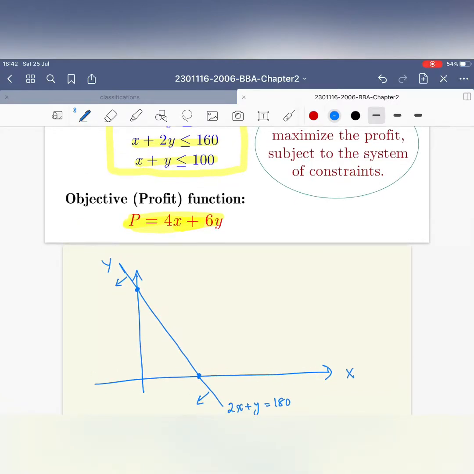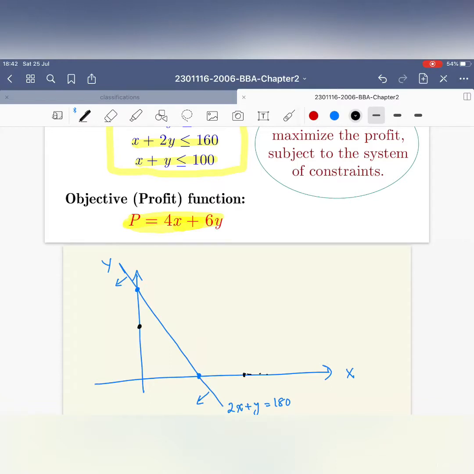The other line is this one. If x is 0, you get 2y equals 160, so y is 160 over 2, which is 80. So 180 is right there, and 80 maybe right here. And if y is 0, immediately x is 160. So this is 90, right? So 160 maybe somewhere here.